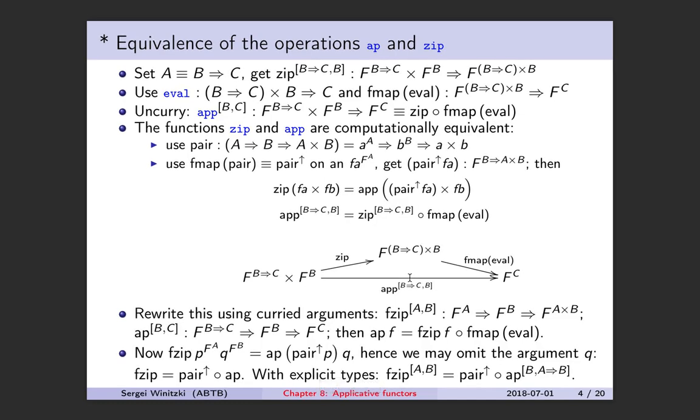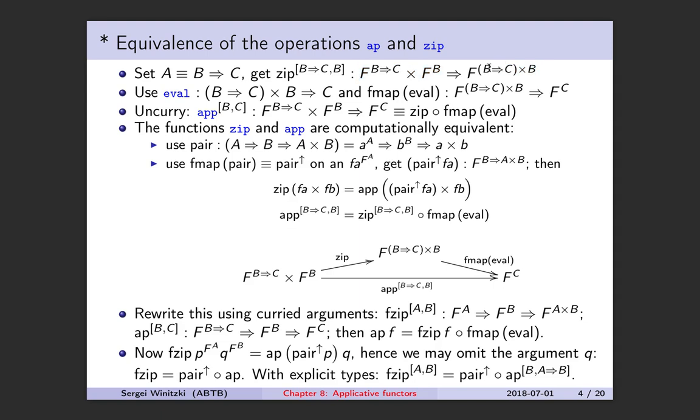Finally, we can also ask, are the operations app and zip equivalent? They seem to be two sides of the applicative coin. Indeed, they are. In order to figure that out, let's remember that we started app by setting A to B to C function. So let's do the same with zip, and we will get this transformation. This is what zip does.